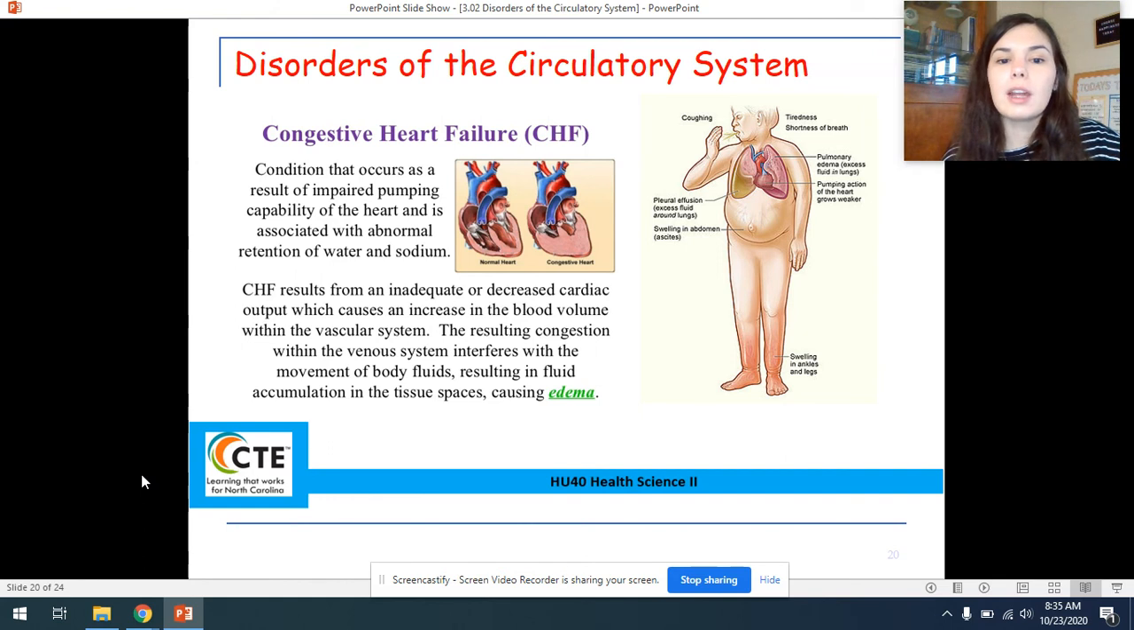CHF results from inadequate or decreased cardiac output, which causes an increase in blood volume within the vascular system. So the resulting congestion within the venous system interferes with the movement of body fluids, resulting in the fluid accumulation in the tissue spaces called edema. Edema is basically a fancy word for swelling.